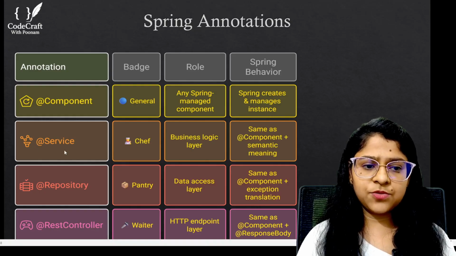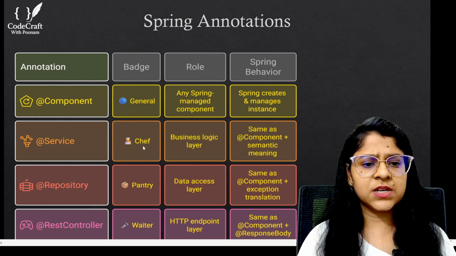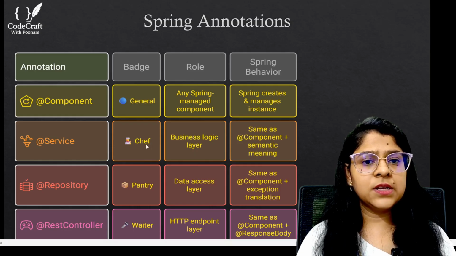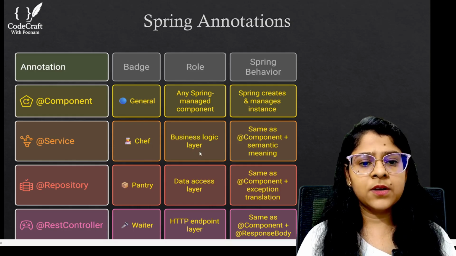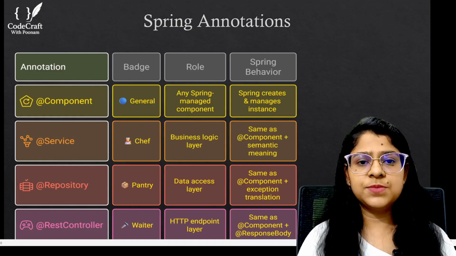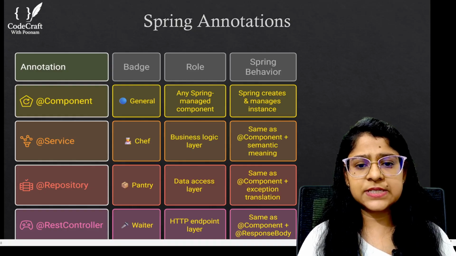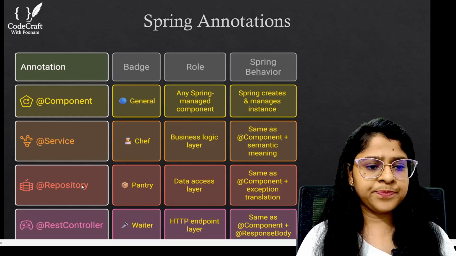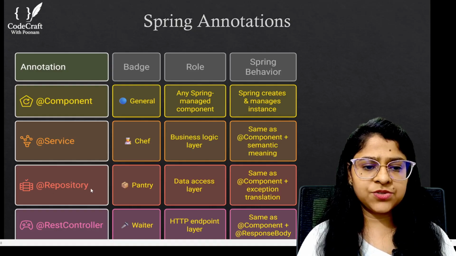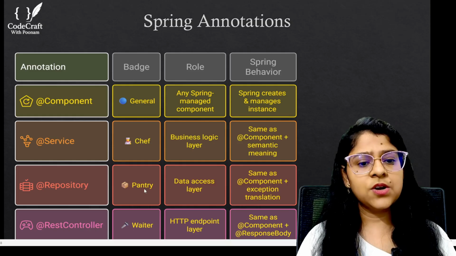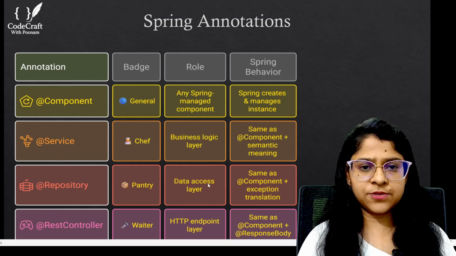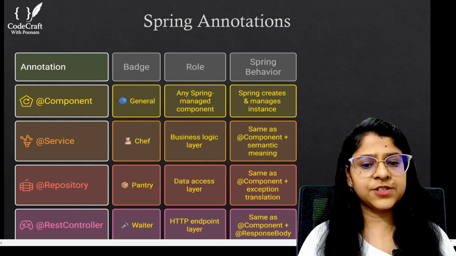Next, coming to @Service, this is just like a chef. A chef mainly cooks the recipes, right? So in the service layer we write all the business logic. It is the same as @Component plus semantic meaning. And then coming to @Repository, this is just like our pantry. Its role is to access the data layer. This is also the same as @Component plus exception translation.